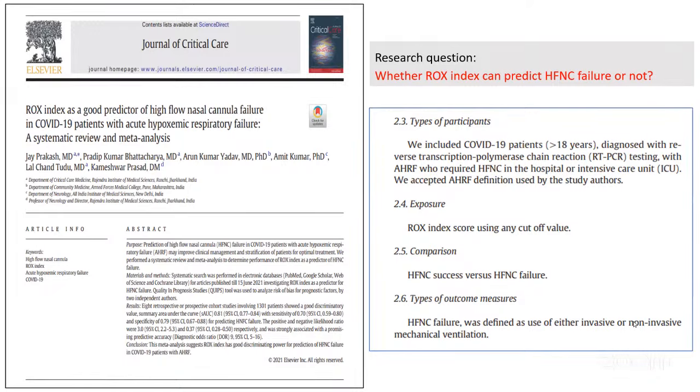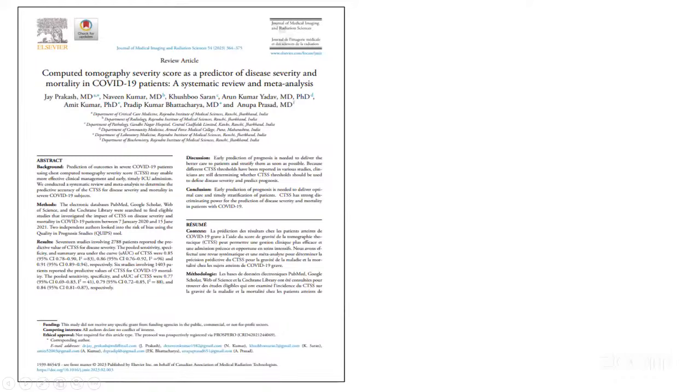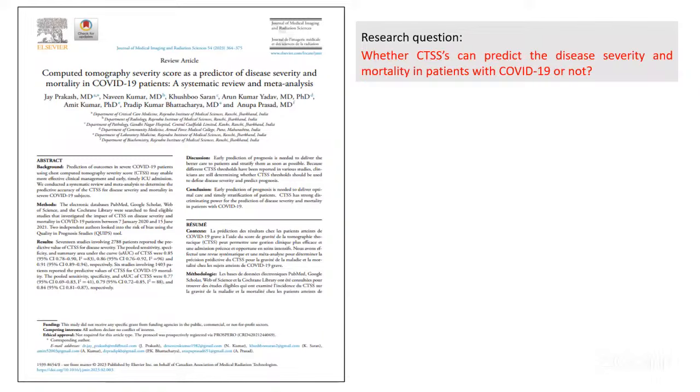Now, I am giving the example of another paper, the computed tomography severity score, CT severity score. Why am I giving this example? So that by this demonstration, at least you can understand it very easily. During COVID time, we were all aware of the CT severity score. That means if the CT severity score is more, the mortality rate will be more. So we wanted to look at whether it is going to predict the disease severity or mortality. So the research question in that one was whether the CT severity score can predict disease severity and mortality in patients with COVID-19 or not. This was our research question.